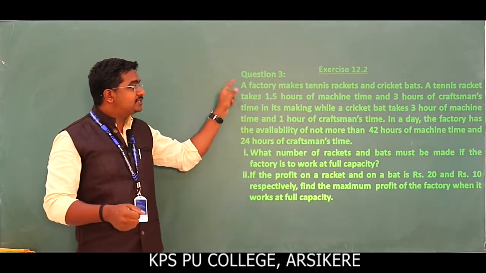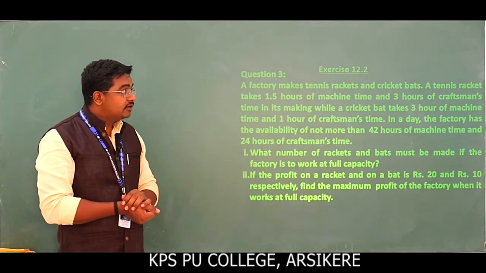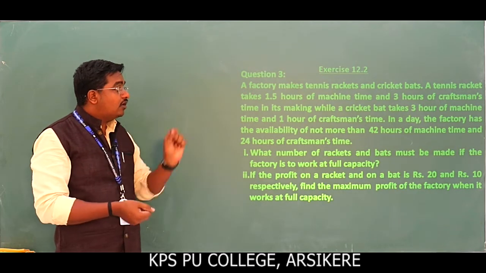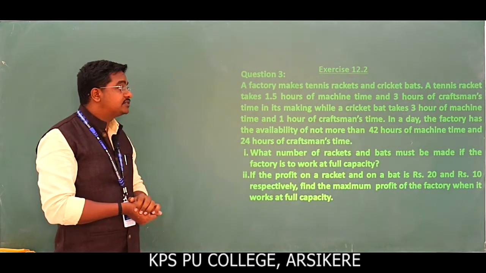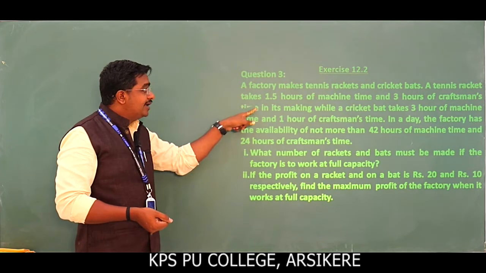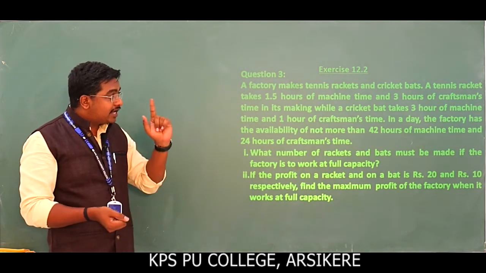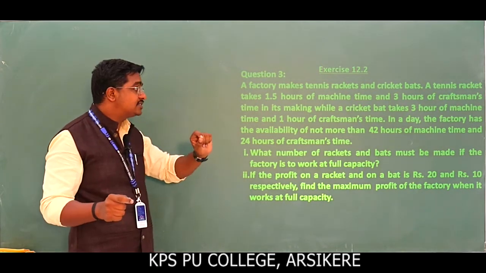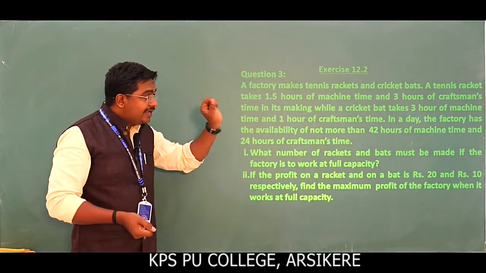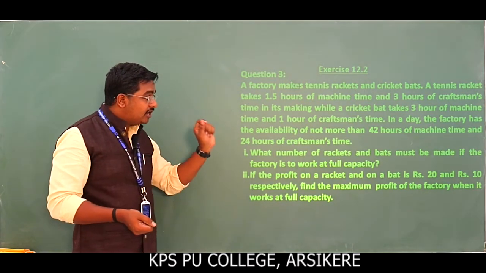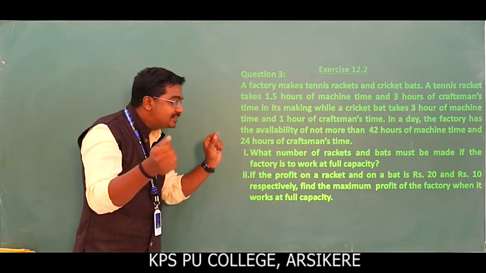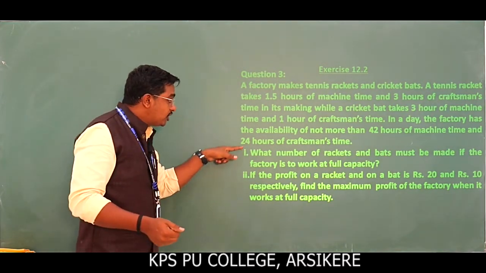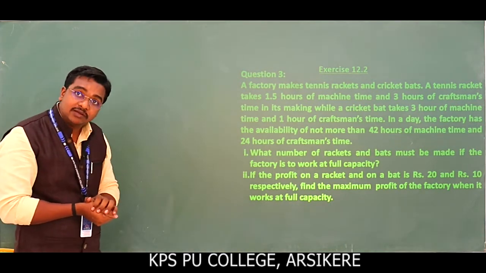A factory makes tennis rackets and cricket bats. A tennis racket takes 1.5 hours of machine time and 3 hours of craftsman's time in its making, while a cricket bat takes 3 hours of machine time and 1 hour of craftsman's time. In a day the factory has the availability of not more than, this is very important here, not more than 42 hours of machine time and 24 hours of craftsman's time.